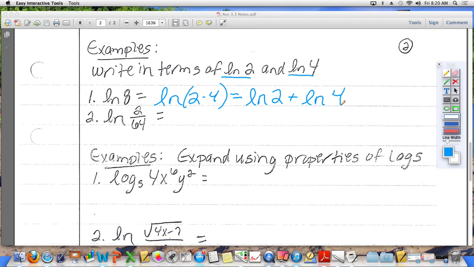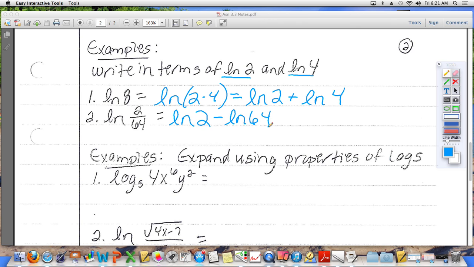All right, ln of 2 divided by 64. Well, let's apply the property to it first of all. When you have two things divided, that's the same thing as saying that it is the ln of 2. Back at your properties, ln of 2 what? Minus the ln of, in this case, 64. But I asked you to write it in terms of the ln of 2 and the ln of 4. So what am I going to do?